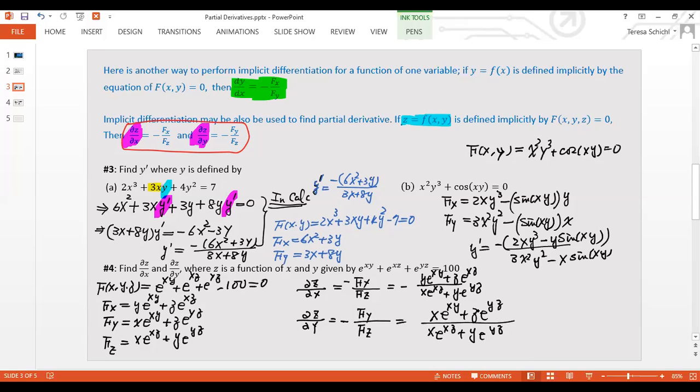All right, so it's a lot easier. If you use what we learned in Calc 1, you still can get it. But then when you talk about xz, you need to worry about the product rule, those things. All right. Okay, so now let's try to do the last problem here.